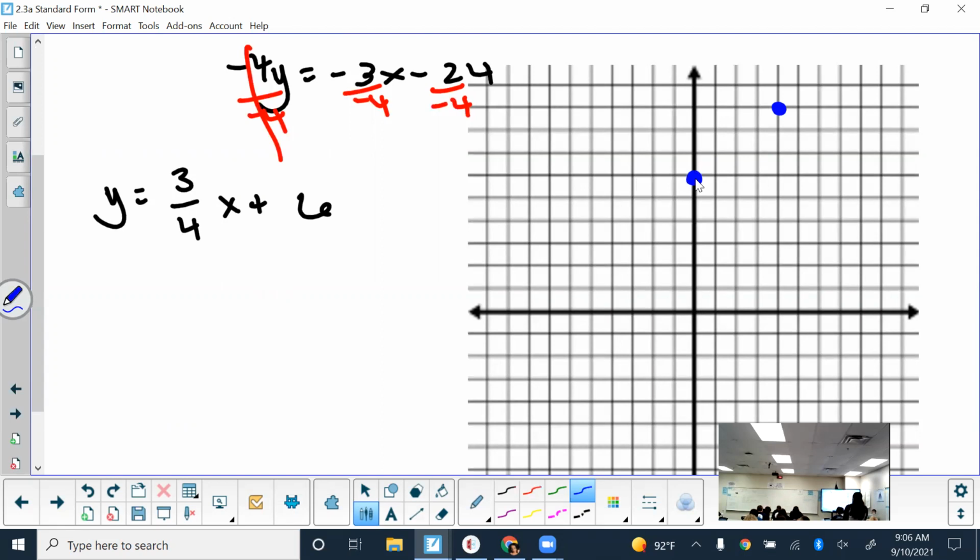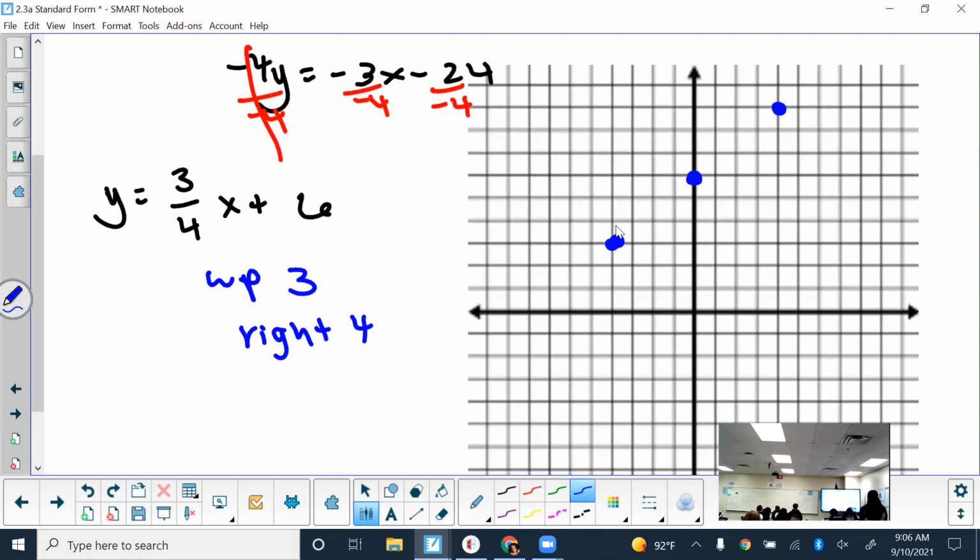So do you guys know how to work backwards? You just do the complete opposite. So this tells me to go up 3, right 4. If I need to plot a point to the left of this point, we do the opposite. We go down 3 to the left 4. All right, and it still lines up.